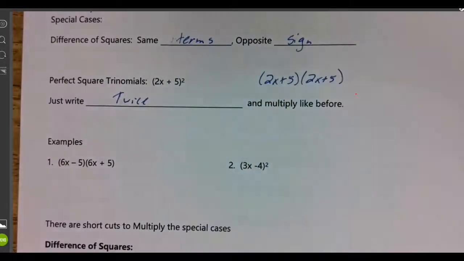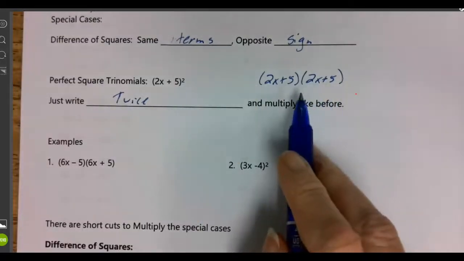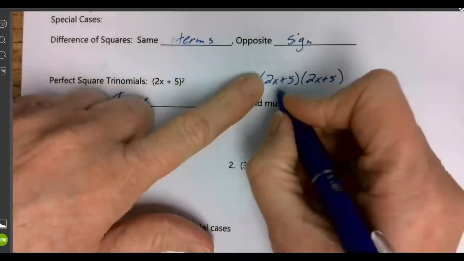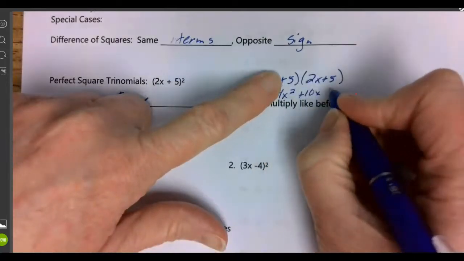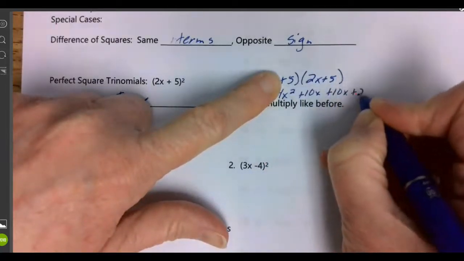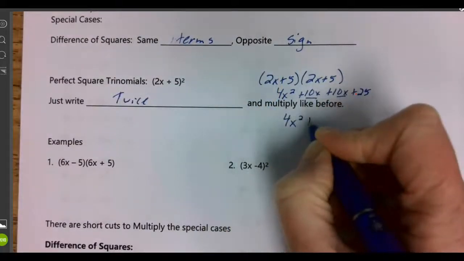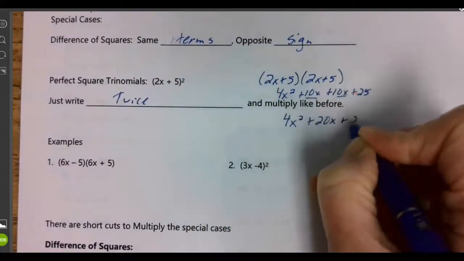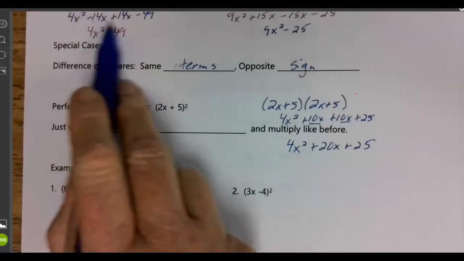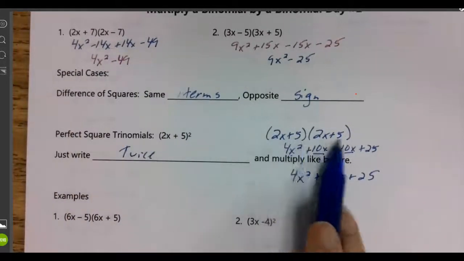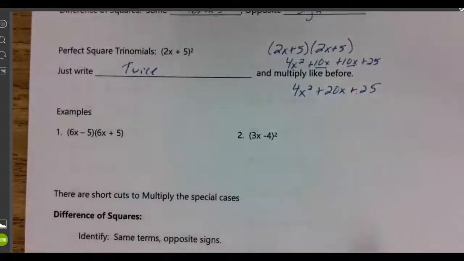Okay? Then I multiply like I've always multiplied. I'm going to FOIL, or else I'm going to distribute twice. So I get 4x squared plus 10x, and then plus 10x plus 25. I combine like terms, and I get 4x squared plus 20x plus 25. Okay? So this works every single time. So just write it out twice and multiply it. Okay? So do these two problems right now, if you will, for me.